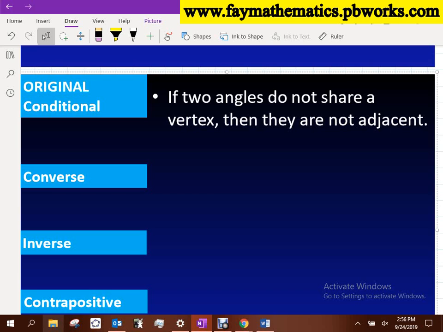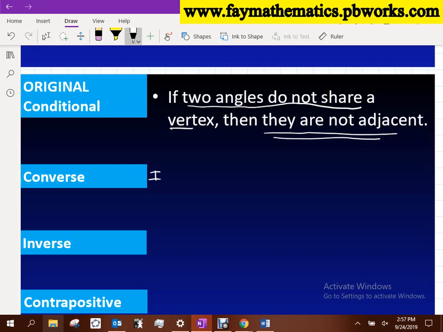Until I started to understand this aspect of logic, and then I was able to answer those questions a little bit better. It says, if two angles do not share a vertex, then they are not adjacent. I'm not going to answer that, I do not know. I'm going to write these other statements. So I'm going to do the converse. Remember, the if part is your hypothesis, so that's going to come after the word then in our converse. And this statement here is your conclusion, so that's going to come first.